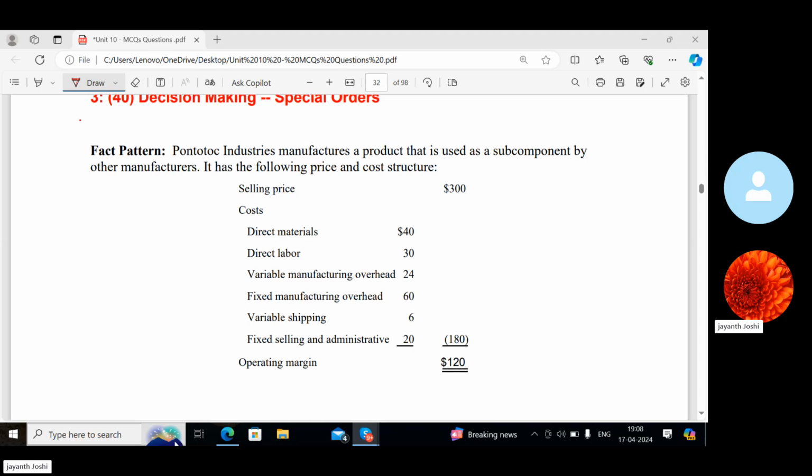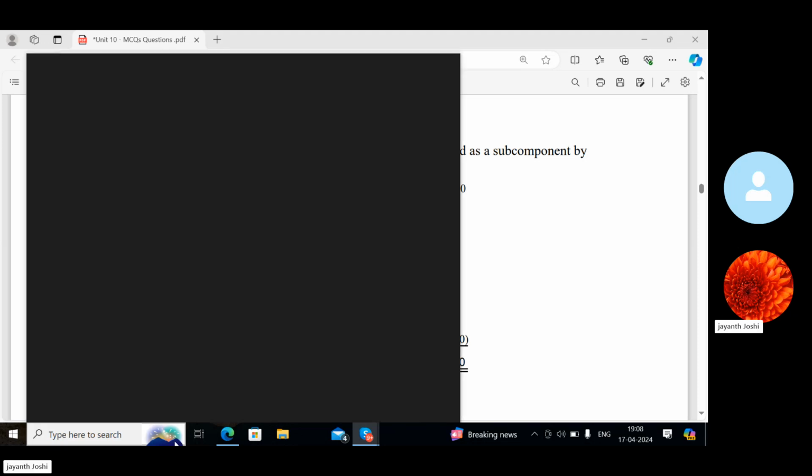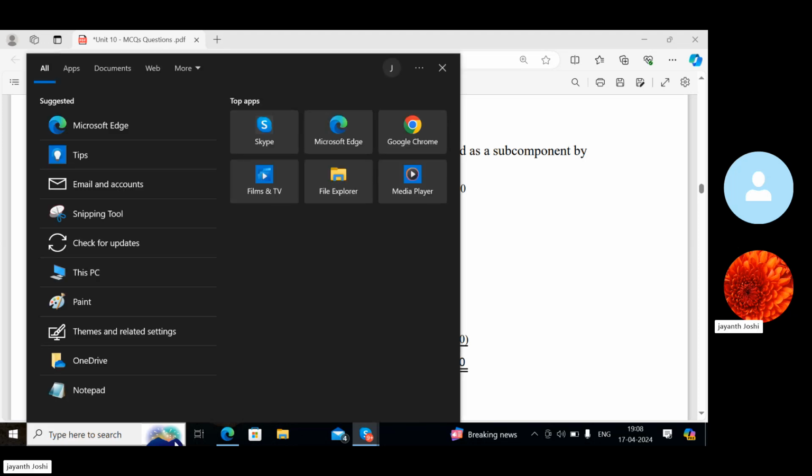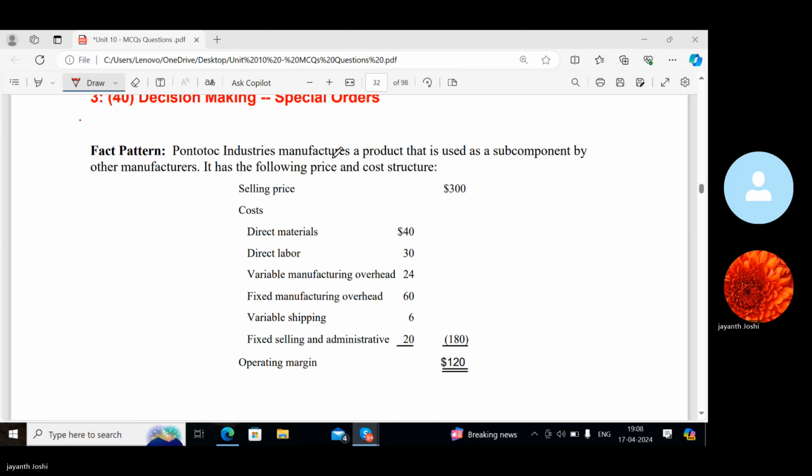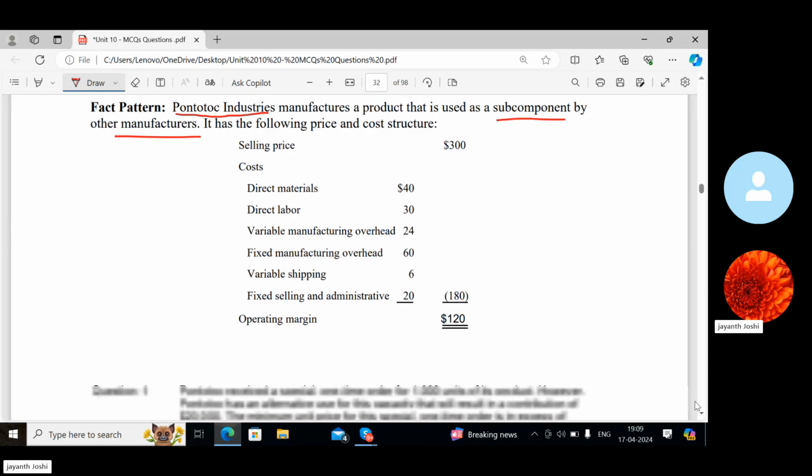So Pontotoc Industries manufactures a product that is used as a subcomponent by other manufacturers. So this particular industry manufactures a product. It is used as a subcomponent. That means it supports the actual main component. The price structure has been given.